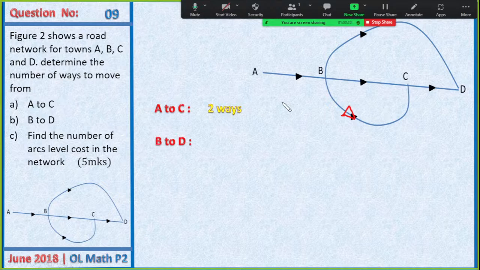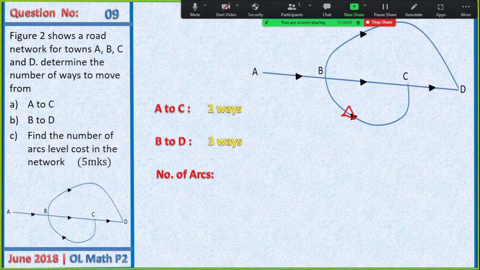Then to move from B to D, we can either go like this directly, 1, or we move like this and continue, 2, or we move in this direction, 3. So we have 3 ways to move.